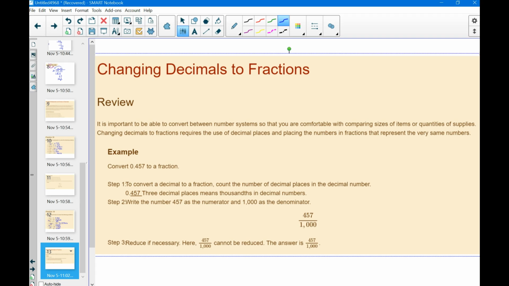Changing a decimal to a fraction requires the use of decimal places and placing the numbers in the fractions that represent the same numbers. So for example, we have 0.475 as a fraction. We also have to know the place value. Remember we talked about place value earlier in this chapter, or the last chapter? We have to remember that as well, because with 0.475 we have tenths, hundredths, thousandths. So we take the tenths, hundredths, thousandths, and we have 475 divided by 1,000.